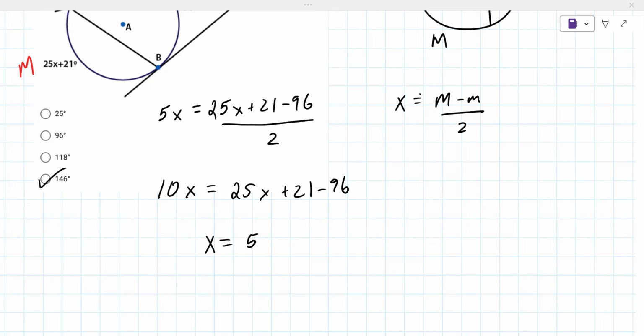This one, the next one's kind of like that, but I don't think it includes the tan. Where you have x equals big M minus little m divided by 2, but it's in the chat now. The next question.